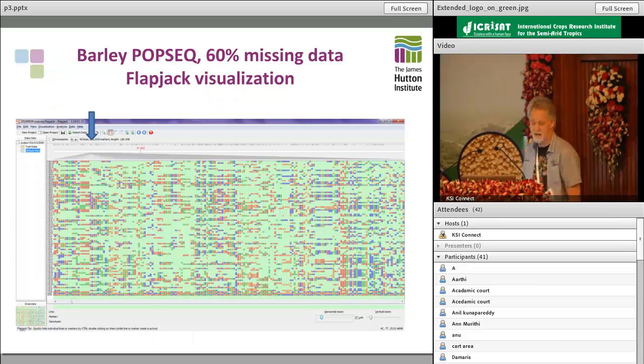Again, just to illustrate some of these things on some real data sets, Neil Stein talked a little bit earlier about the Barley POPSEQ data set. This is a resequencing data set from Barley, based on resequencing a mapping population. We've done some visualization with it. We've loaded all the called SNPs into our graphical genotyping application called Flapjack. These are a number of different lines down here, I think 90 odd lines, and these are the different SNPs along the top, coloured by the nucleotide of the SNP call.